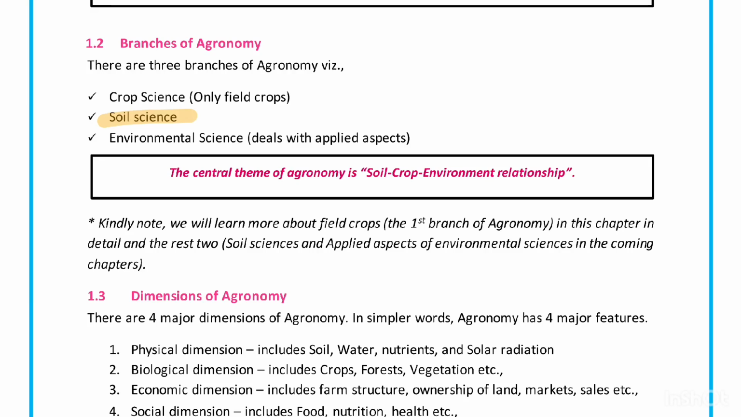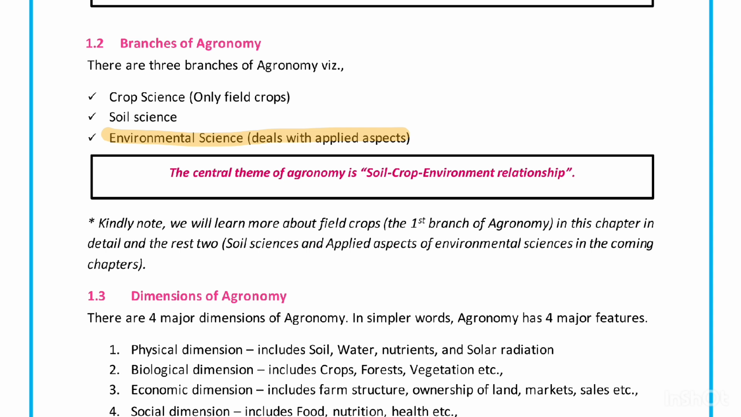The crop is going to interact with the environment. You are going to sow the crop in the open area. There are so many environmental stresses, environmental factors, that affect the growth and development of the crop. For that, another branch of agronomy can be said to be environmental science.